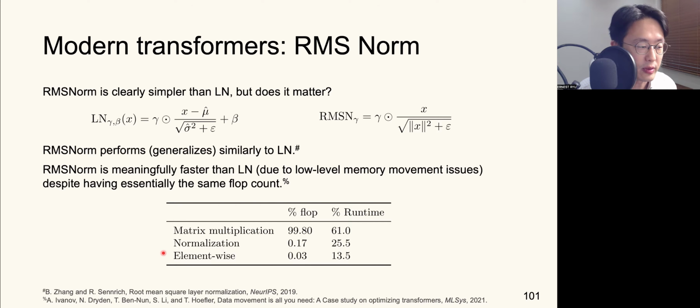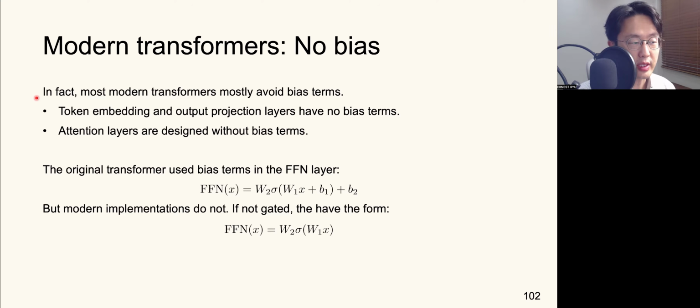So I'll show you this table taken from the paper by Ivanov et al., published in 2021. It shows that in terms of the number of floating point operations, in terms of the number of arithmetic operations, the normalization layers, such as layer norm, consist of 0.17%, a very small portion of the total number of floating point operations. But because of these memory issues, it actually occupies 25.5% of the total runtime. So the efficiency gain of RMS norm over layer norm would reduce the runtime of this 25.5% portion, and that can be meaningfully faster.